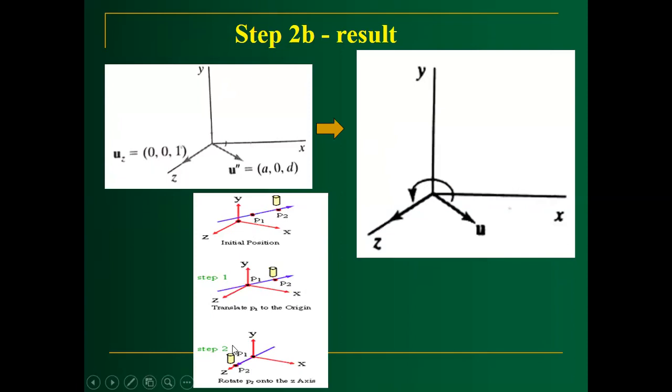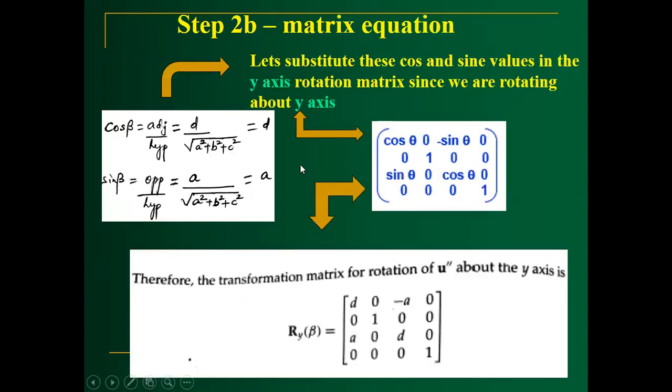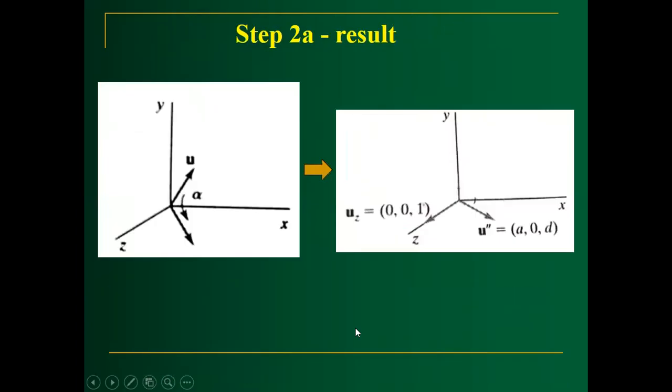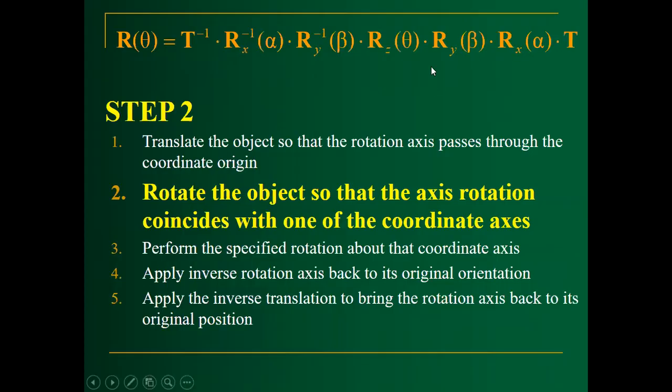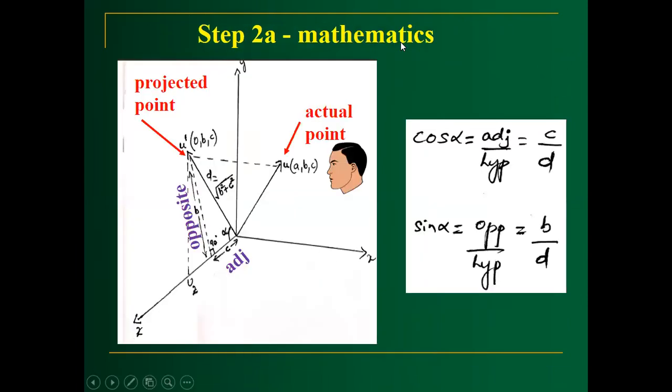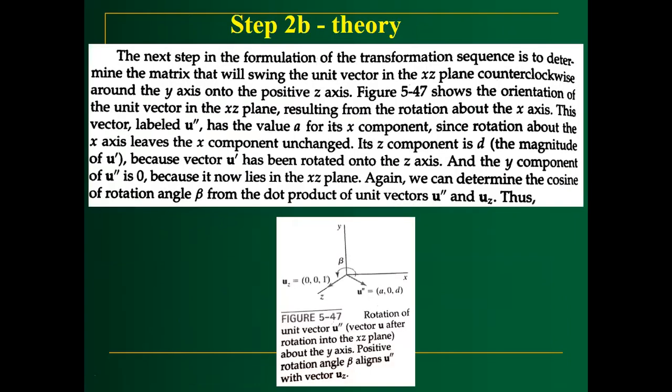Why did we do all this? You can see 2b, Ry of beta. Why did we do it? Because we are done with T, step 1, step 2a, and step 2b. So one step, the second step, is done, 2a, 2b. Next step is rotating with theta. That is simple.